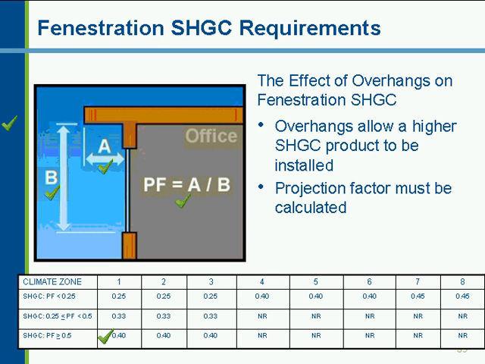Now, the overhangs for this should be a permanent overhang on the building. An awning that retracts during times of the year, for example, is not considered a permanent overhang, so it should be a permanent fixed overhang on that building in order to count for compliance with the code.